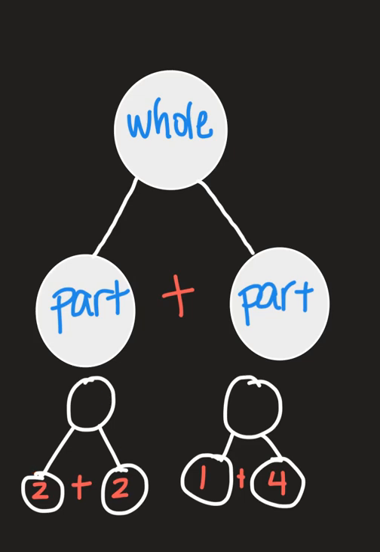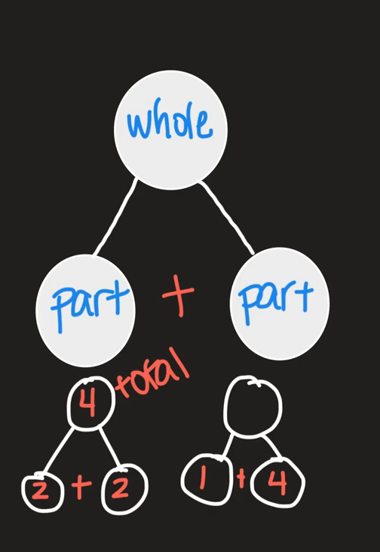So in this first one I have 2 plus 2 equals what? 2 plus 2 equals 4. So 2 and 2 are my two parts, and then 4 is my whole, or we say total sometimes too, right? So 4 is my whole or my total.